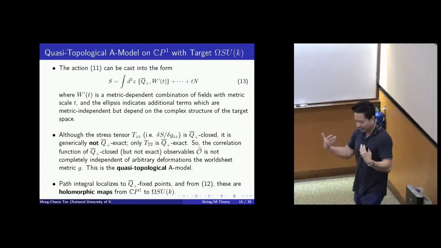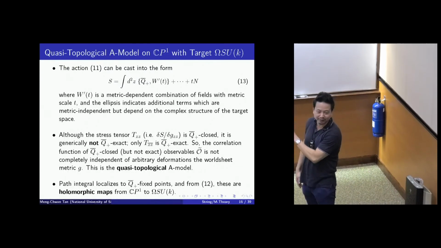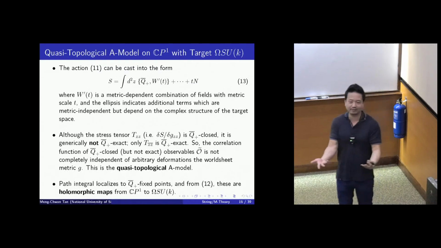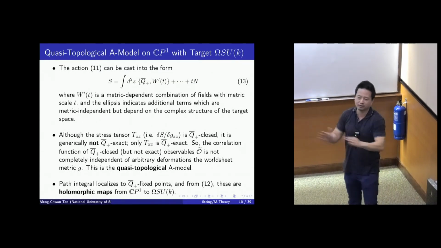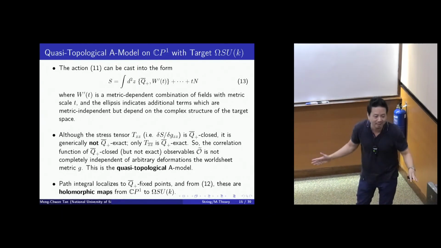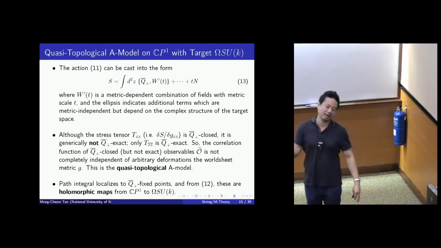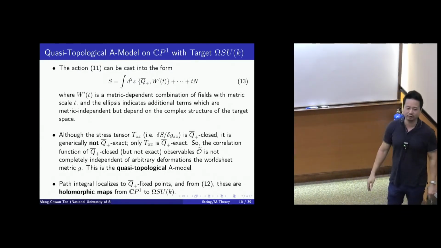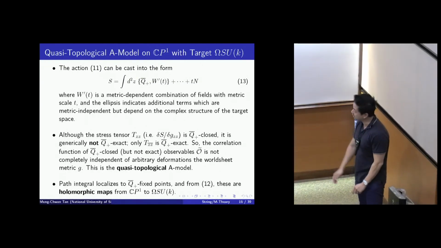So for that to happen, it means that for any variation of the action for any component of the metric, that has got to be zero. And that means that any variation of the action with respect to any component of the metric has always got to be Q plus exact. But that's not true. It's only true for del S by del G_{z̄z̄}. So it's only half topological, if you will. Okay, that's different from the topological sigma model that you usually see.